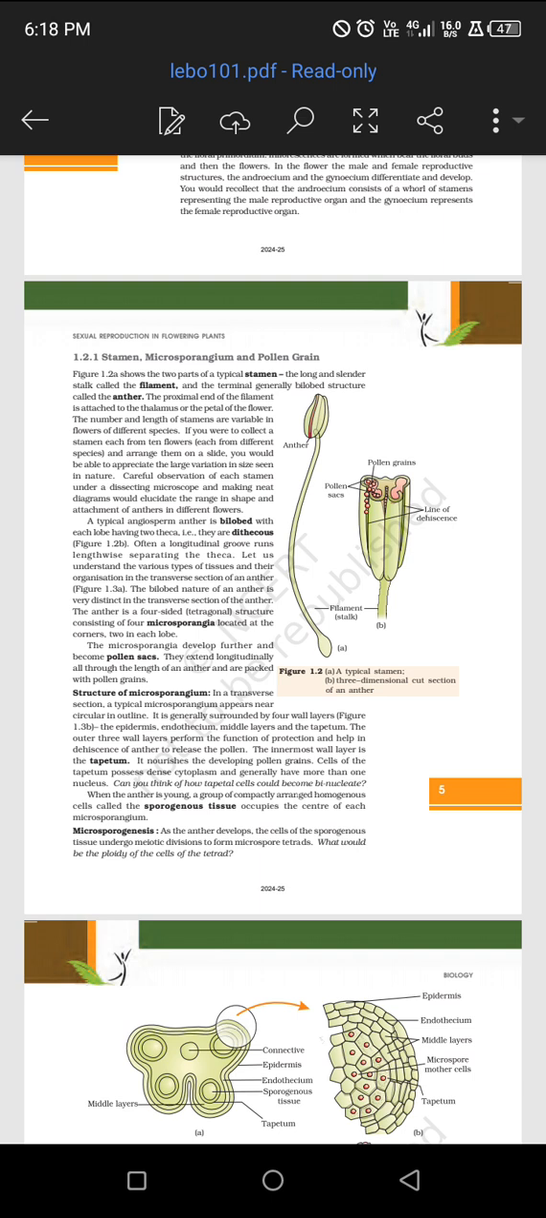You need to remember the structure, where it is labeled. Things like that are important. Okay, and the structure of the microsporangium. In a transverse section, a typical microsporangium appears near circular in outline. It is generally surrounded by four wall layers.